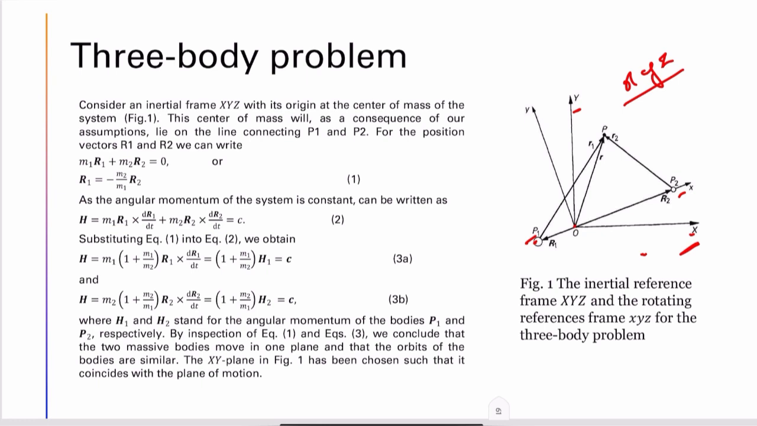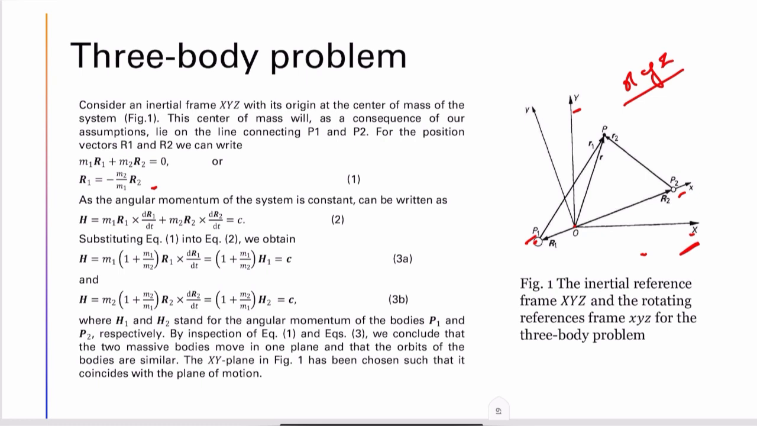From that r1, this is the derivation which we have already seen in the two body problem. So r1 is equal to minus m2 by m1 into r2. So the angular momentum of the system is constant. We know that by the law of conservation of momentum, the angular momentum of the system is constant.